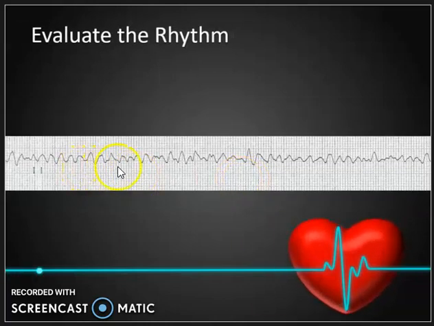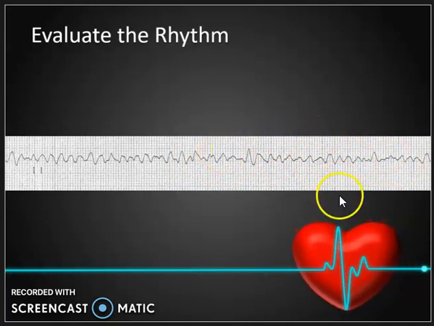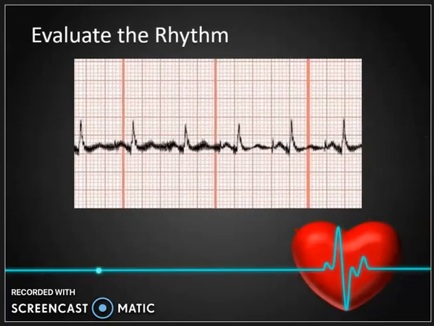All right, let's look at this one. You can't really tell, it's irregular. The rate appears to be fast. Can't really tell P waves, PR intervals. There's not really a QRS to be seen or T waves. This is ventricular fibrillation. The heart is just fibrillating, meaning shaking.